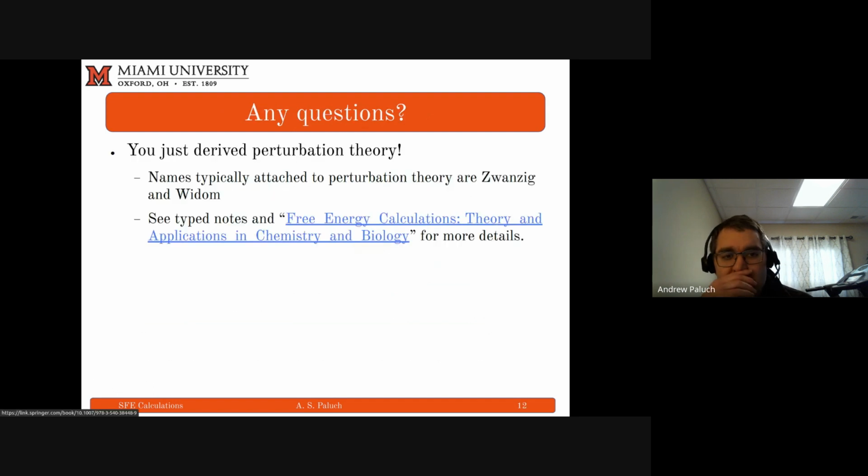All right. So if you could follow along with that, you've just derived perturbation theory. Names typically attached to traditional perturbation theory, as we just described, are Zwanzig's perturbation theory and Widom, typically like Widom insertion methods. And then I have a link here to a book that I like, in addition to the notes which are posted on that website.